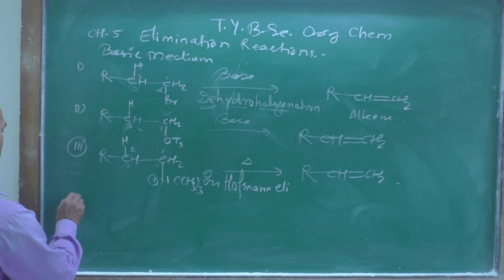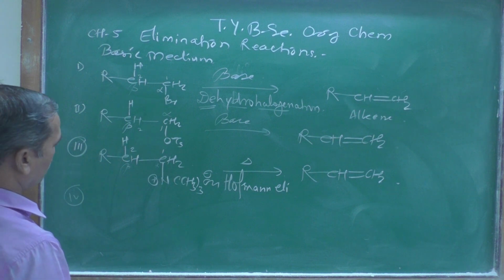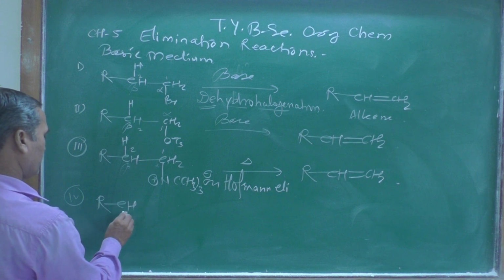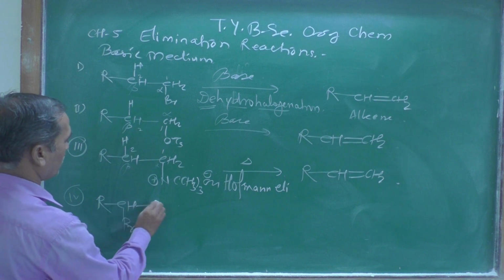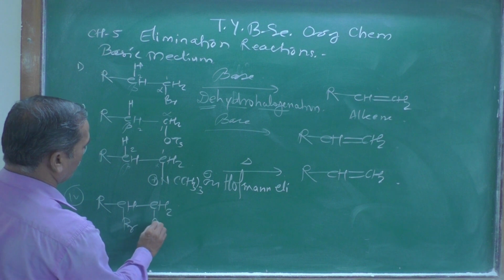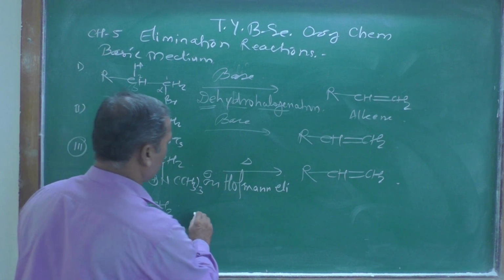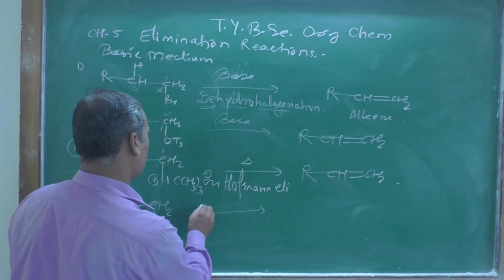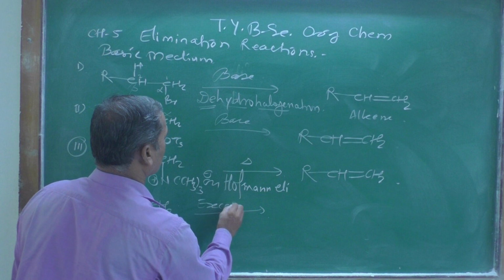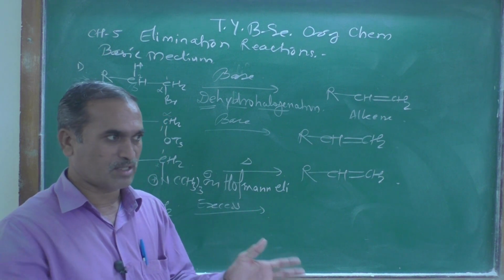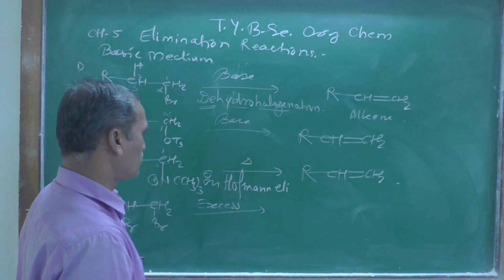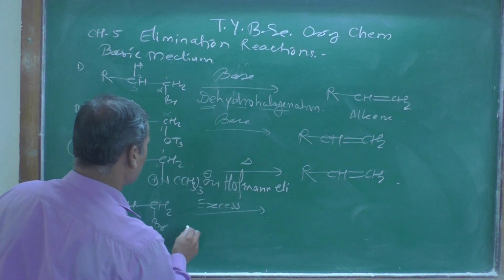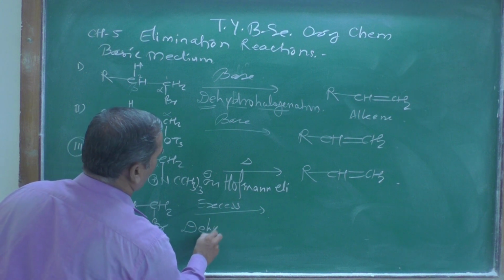Now let us look at the fourth reaction, which is again R, then CH, here Br, then CH2 Br, and then it is heated with excess base. Excess means you can use it in a large amount. This process is also termed dehydrohalogenation.